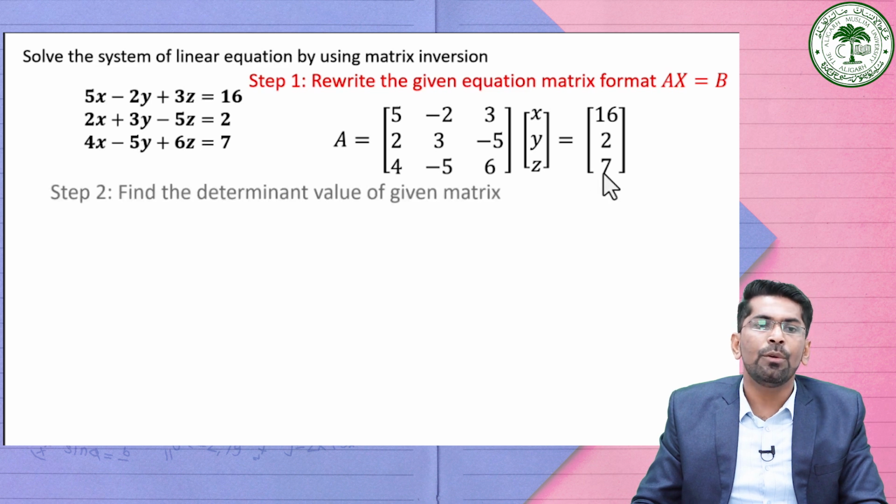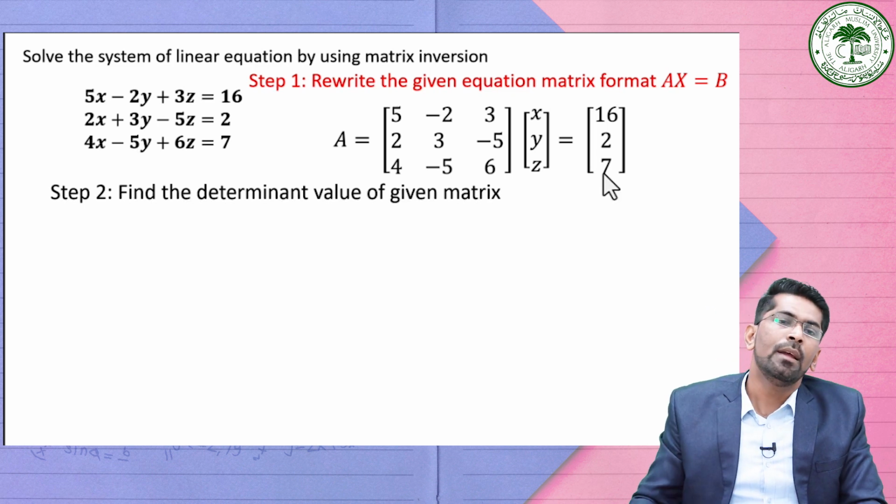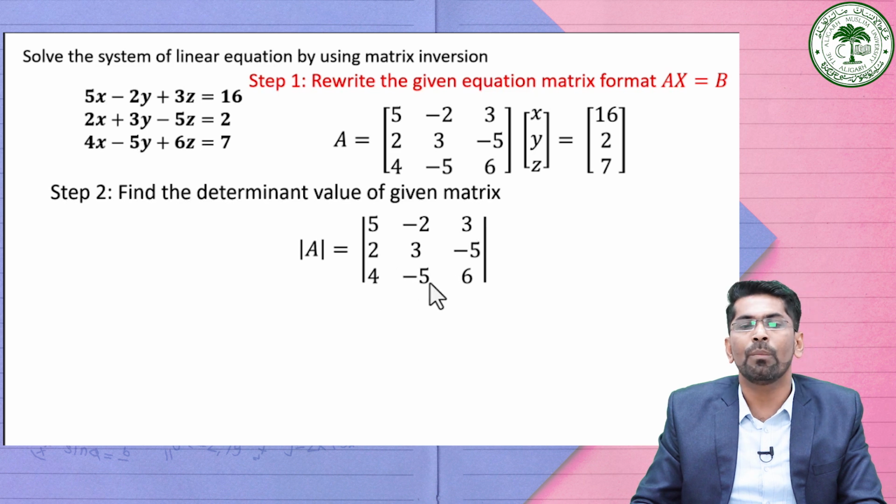Now we are going to find the inverse of the matrix first. In order to find the inverse of a matrix, first we have to find the determinant value of the given matrix A. So here the matrix A is 5, minus 2, 3, 5, 2, 3, minus 5, 4, minus 5 and 6. We want to find the determinant value of this given matrix.